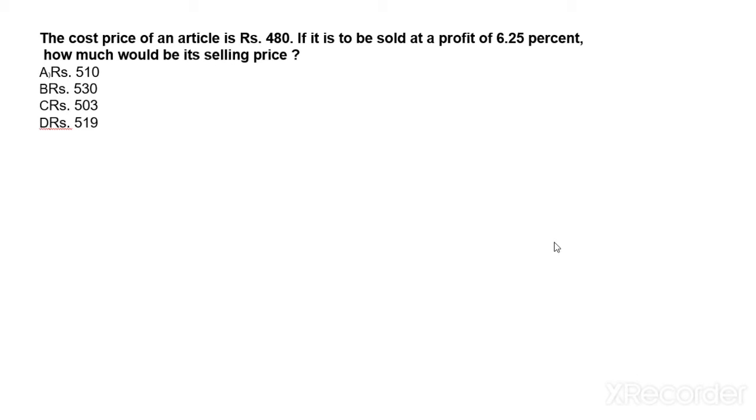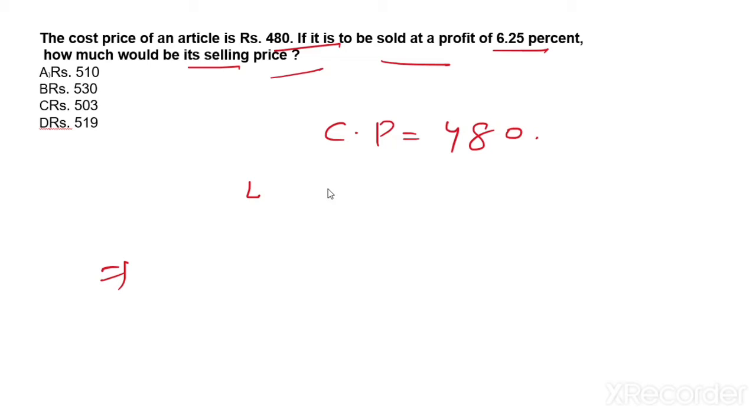So now we will be discussing some simple questions on this concept. Suppose, first of all, cost price of an article is ₹480. If it is sold at a profit of 6.25%, what would be its selling price? Look, we are given CP 480, and we are given 6.25% as profit percent, and we'll have to calculate selling price.